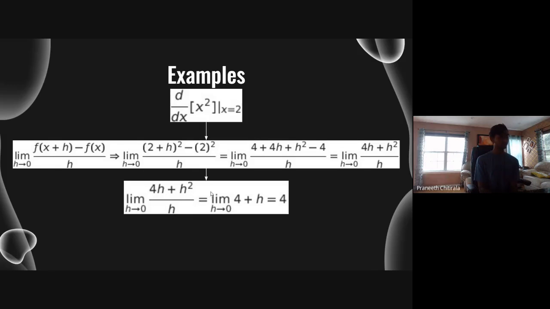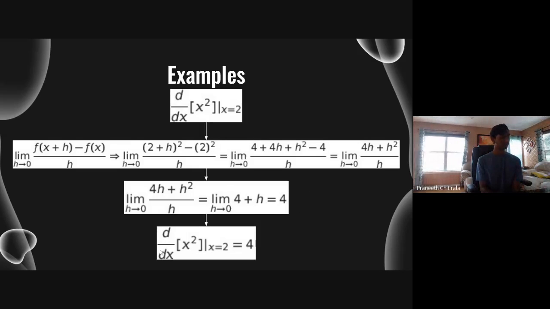Doing that gets you the limit as h approaches 0 of 4 plus h. And solving for this limit, you just set h equal to 0, and you get 4. So therefore, the derivative of x squared at x equals 2 is 4. Or in other words, the instantaneous rate of change of x squared at x equals 2 is 4. Or, if you think about it in terms of the tangent line, the slope of the tangent line of x squared at x equals 2 is 4.